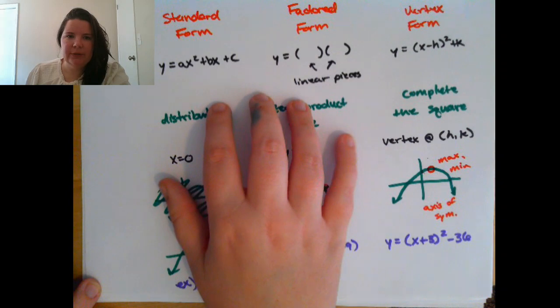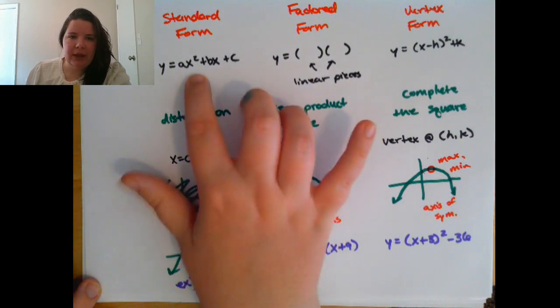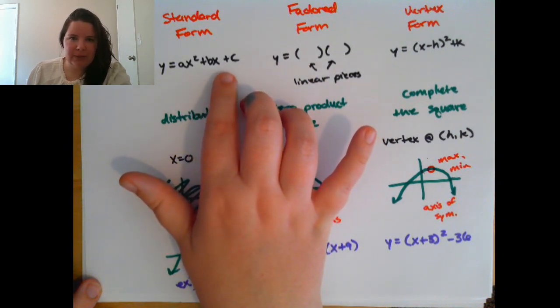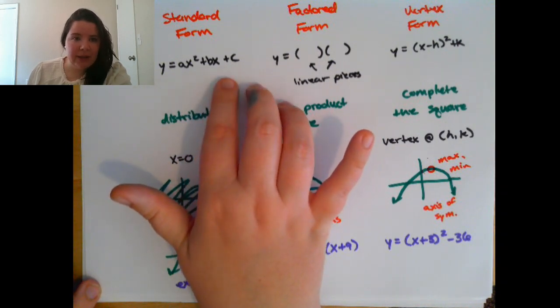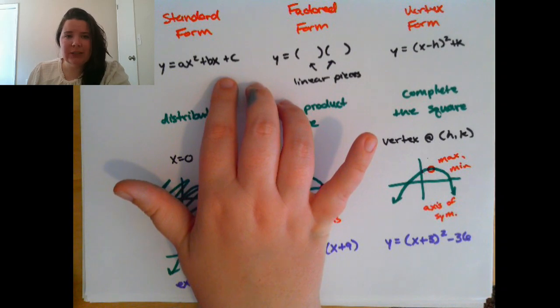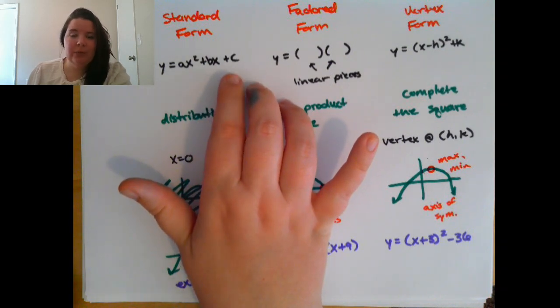The standard form is written something x squared plus something x plus something. And this a, b, and c, these can be positive, negative, they can be fractions, they could even be zero. This is standard form.